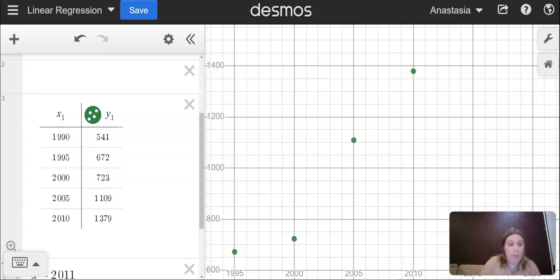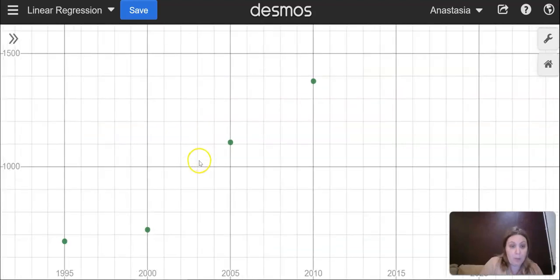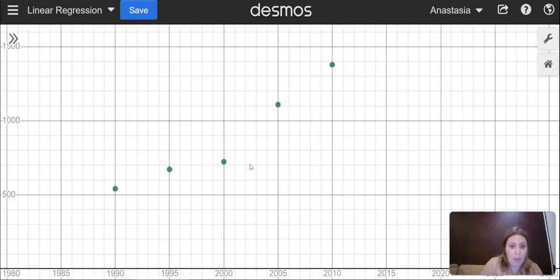I have already made one over here. In the X column I clearly have years, and over here I have some kind of population. When you look at this scatter plot, it looks more or less linear. What do I mean by more or less linear? Well, it doesn't look like a quadratic function, right? It doesn't have a vertex.